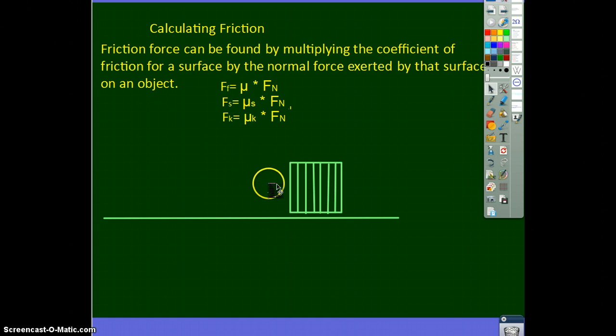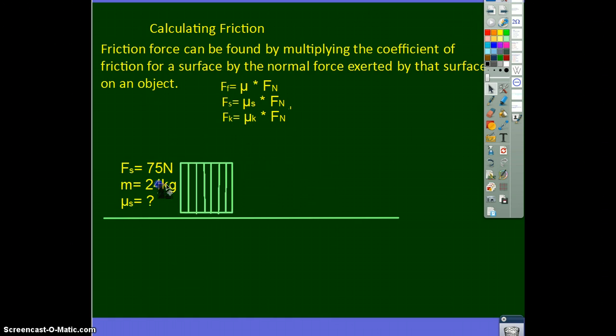Let's look at an example. We have a crate. We would read in the example that it takes 75 newtons to make the crate move. Okay? That is the maximum static friction force. Then when they say it takes 75 newtons to get it moving, we know the mass of this crate is 24 kilograms. What is the coefficient of friction between the crate and the surface that it is on?